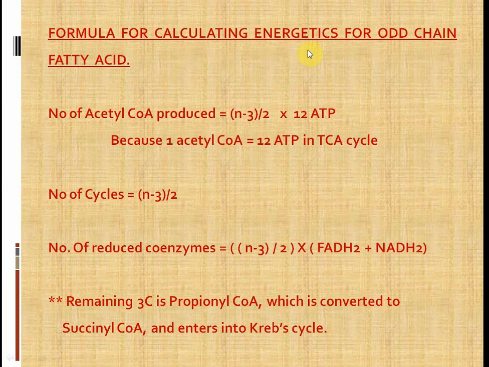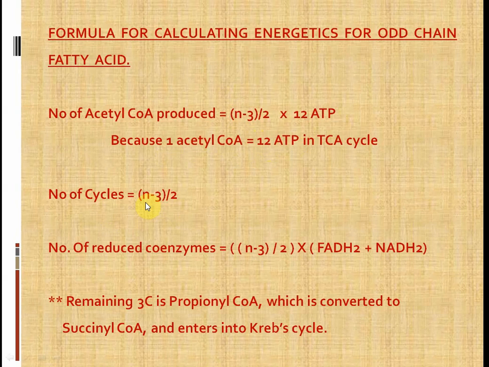Next, we will calculate the energetics for the odd chain fatty acid. That also comes. One year it comes with the even chain, and the next year it comes with the odd chain. Remember, in odd chain beta oxidation, the number of acetyl CoA produced will be (n minus 3) by 2, into 12 ATP, in short. n is the number of carbons. Now here it is n minus 3. Why is it n minus 3? I will come to it. Because 1 acetyl CoA gives 12 ATP, so 12 into (n minus 3) by 2.